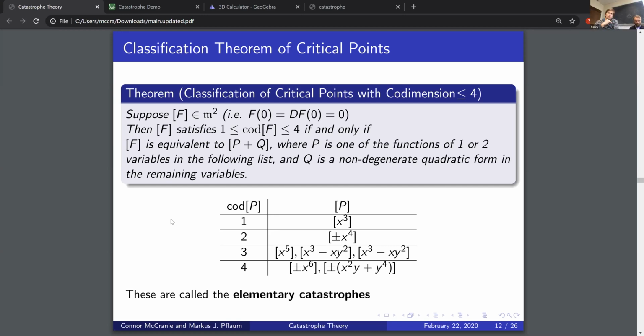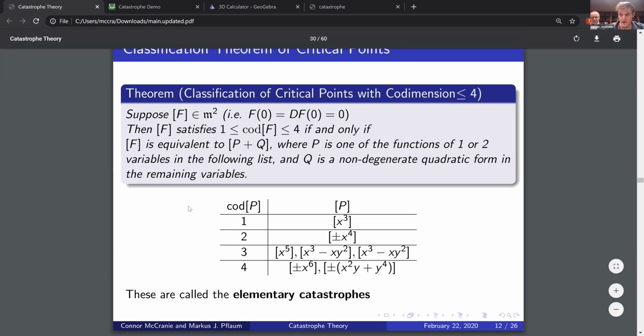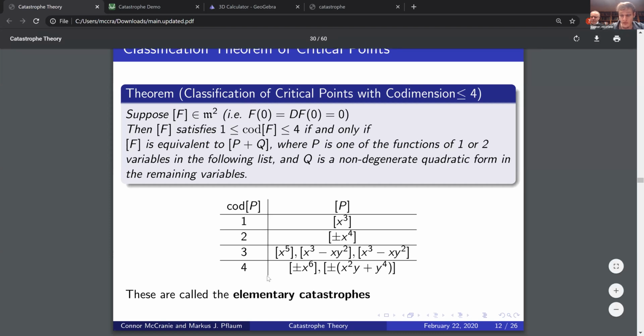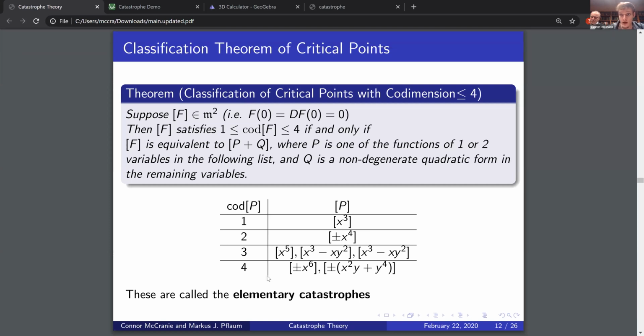Yeah, question. So this is for functions defined on the plane. And so this is for functions from Rn to R. So if I'm looking at R3, it turns out that the z coordinate doesn't need to be used to describe any of these. Well, that's where the Q comes in. So if I have some sort of critical point, let's say it's x cubed minus xy squared for the p part. It says that the p part has to be one of these 7, and then the other would be plus z squared or minus z squared. So there'd be a non-degenerate quadratic form in the remaining variables.